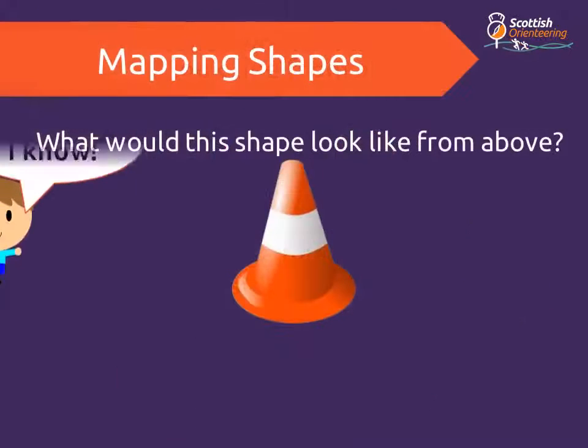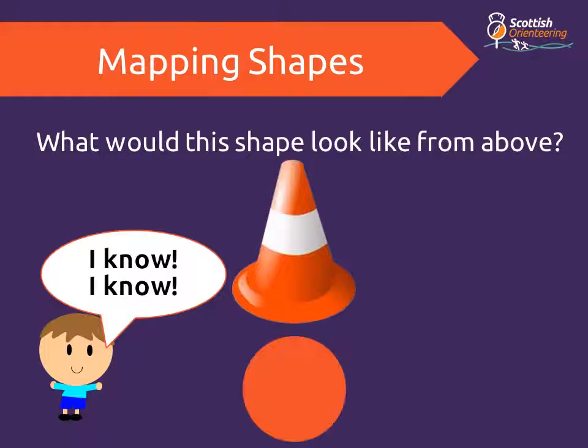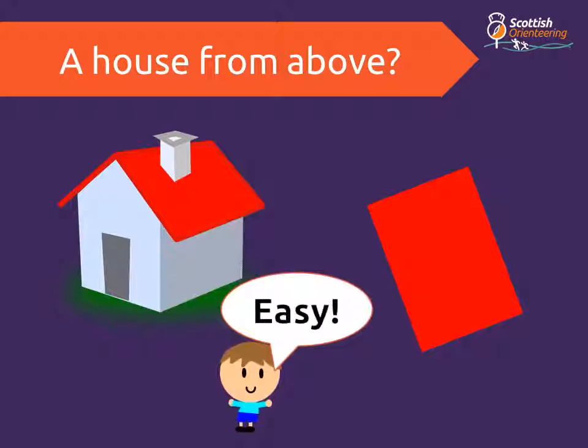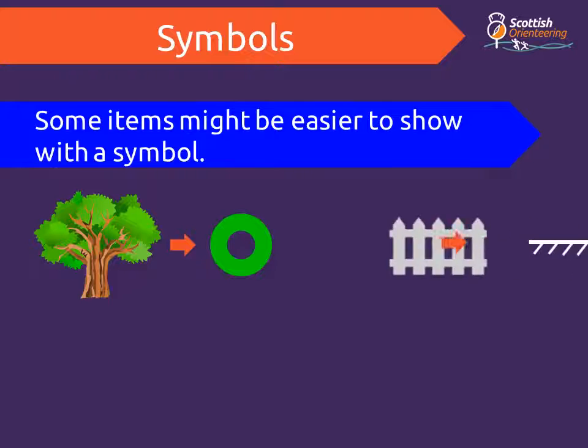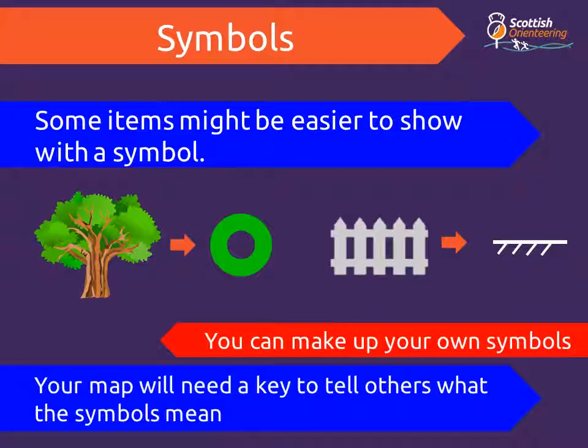And what about the cone from above? It will simply look like a circle. Even a much more complicated shape like a house will still just look like a rectangle from above. Some items, however, might be easier to show with a symbol. For example, use a circle to show a tree or a special line pattern for a fence.